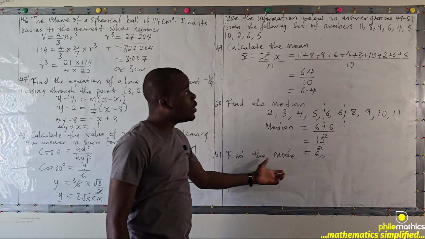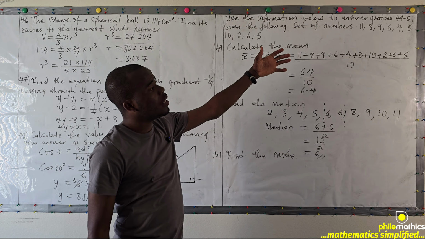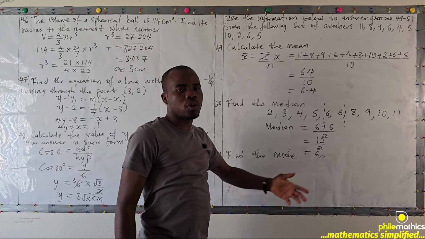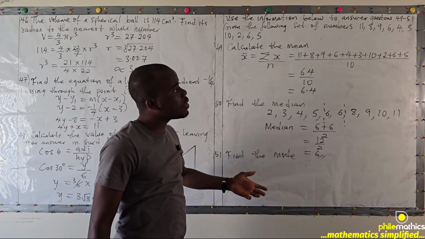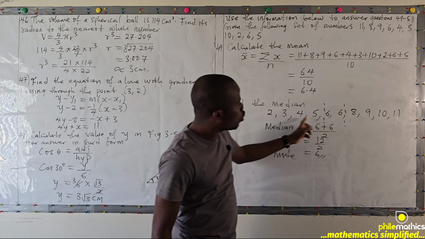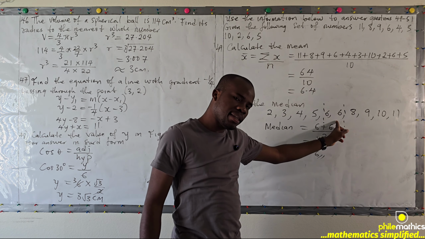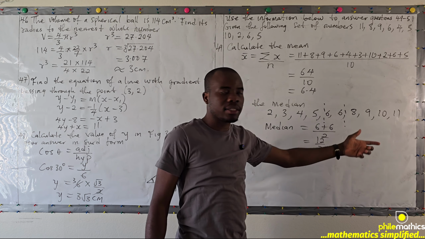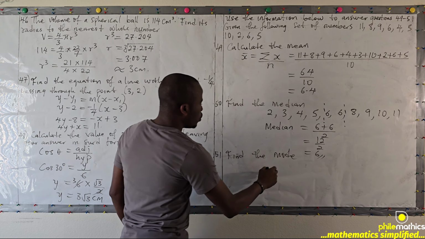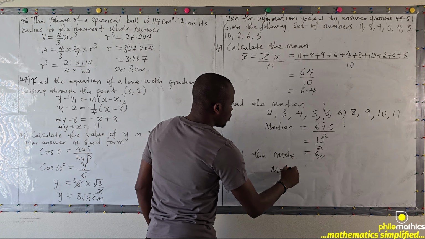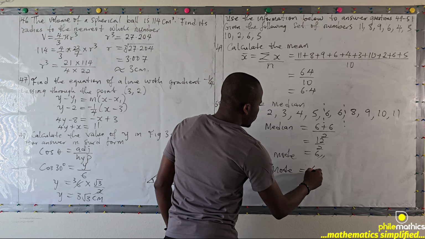And find the mode. The mode is simply the data that occurs the most, that has the highest frequency. If we check this very closely, we see that only 6 is repeated twice. The rest occur once. So the mode is 6, which is the most occurring data.